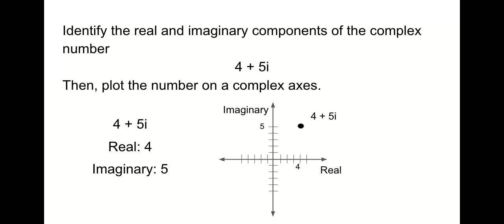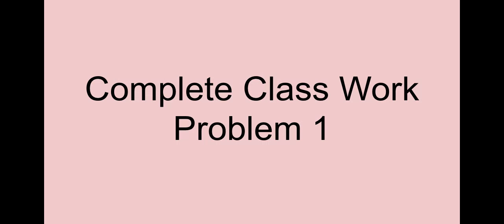There are a lot of similarities to our real numbers, our x and our y. There's an orthogonal system, vertical and horizontal. We do tick marks like we always did. And we kind of treat the 4 as an x and the 5 as a y. That's how we think about it. All right, so stop the video. You want to complete classwork problem 1.